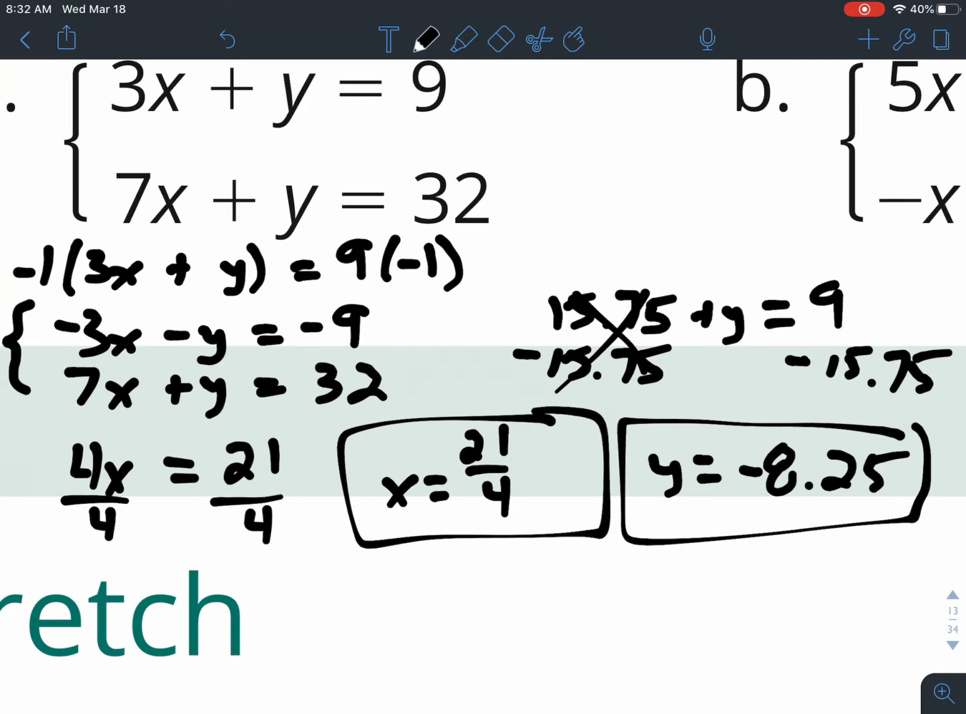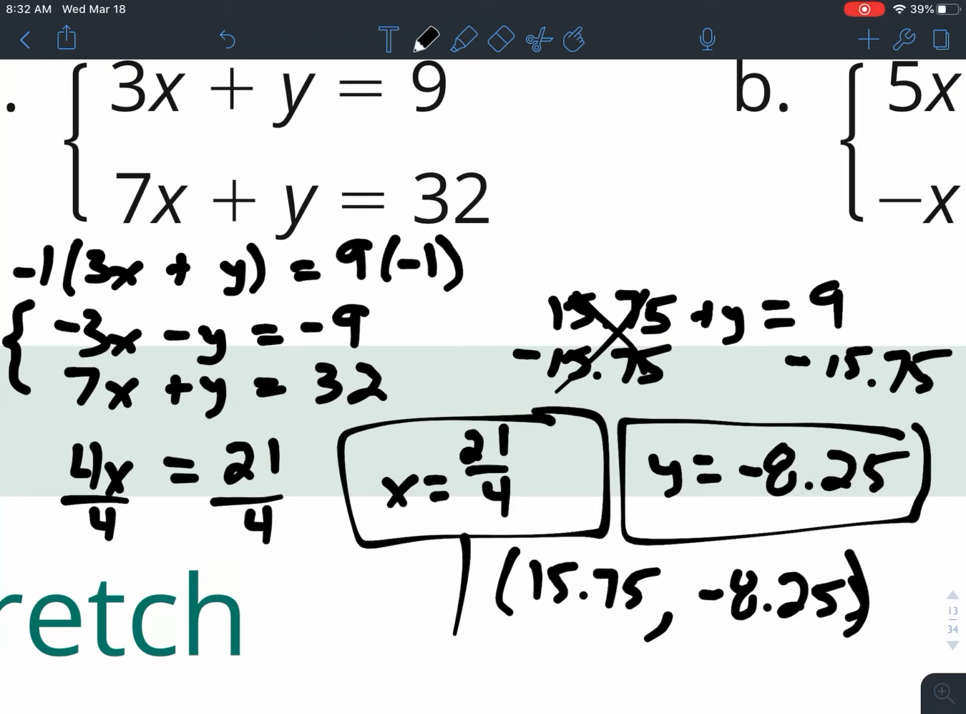Now you rewrite them to be, you can write it as the 15.75, or you can write it as a 21 over 4, comma, negative 8.25, and then a parentheses. So writing it out like the bottom box should give you an automatic 4. Doing the top, as long as you're showing me work and that stuff, I could probably give you a 4 with it.